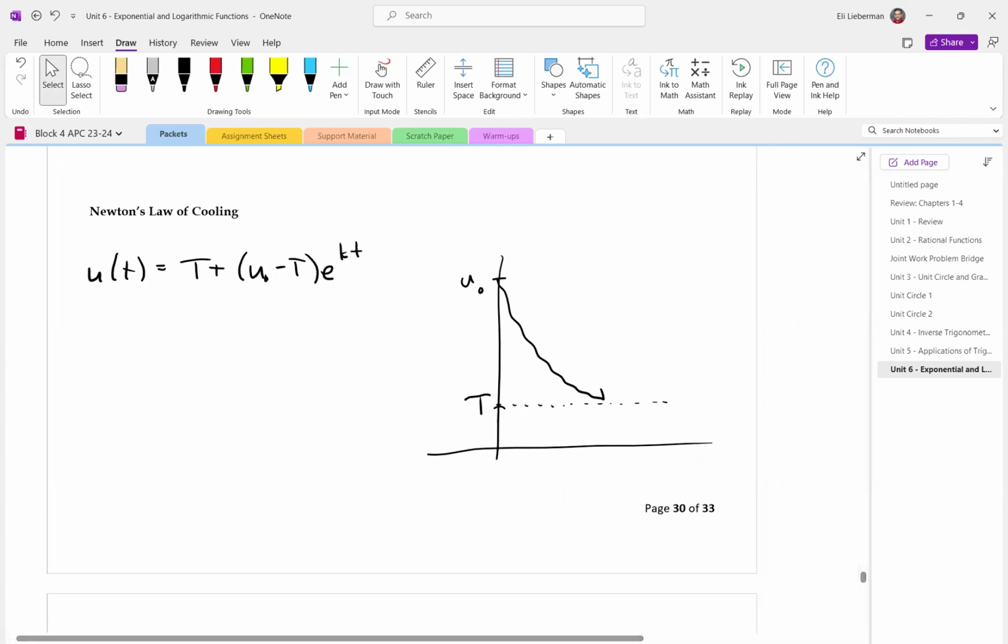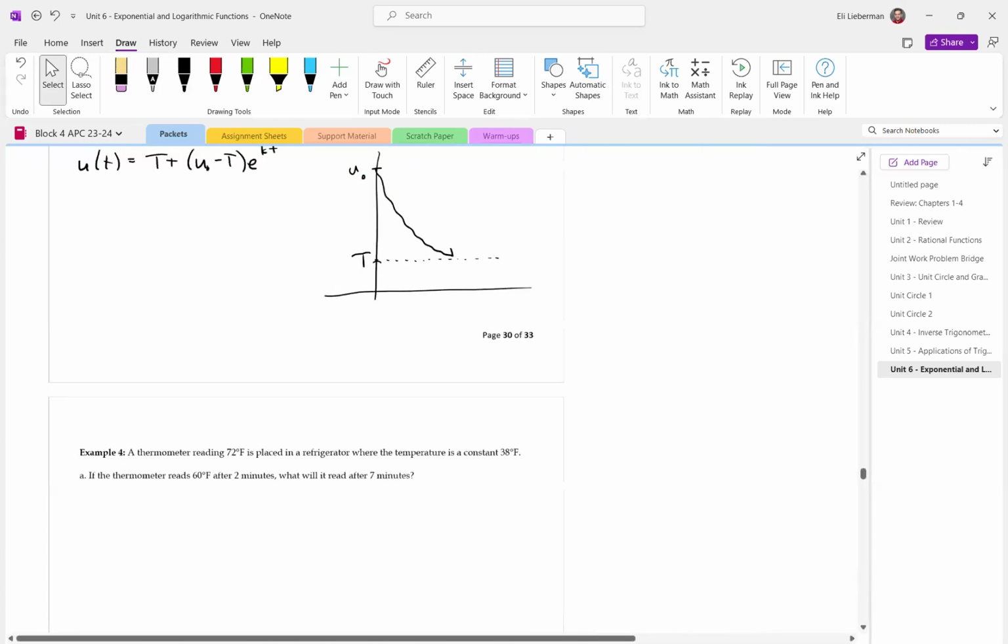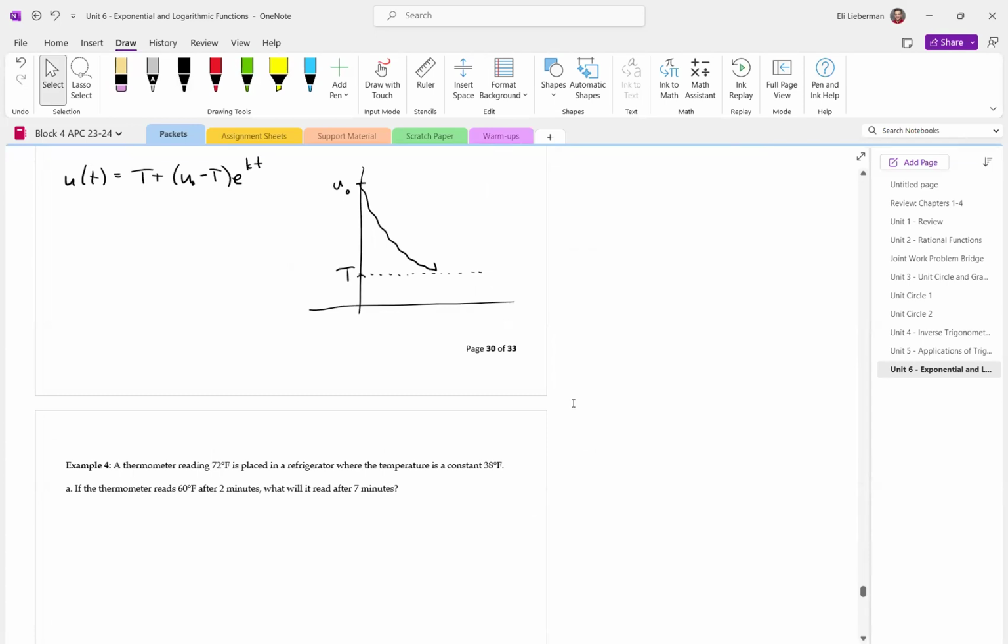You have to memorize the other one we're doing, A equals P times e to the rt. This one will probably be given to you, and you just have to know how to work with it. So let's see if we could do that. A thermometer reading 72 degrees is placed in a refrigerator where the temperature is a constant 38 degrees Fahrenheit. The temperature reads 60 degrees after 2 minutes. What will it read after 7 minutes? I'll give you a minute to go through this.